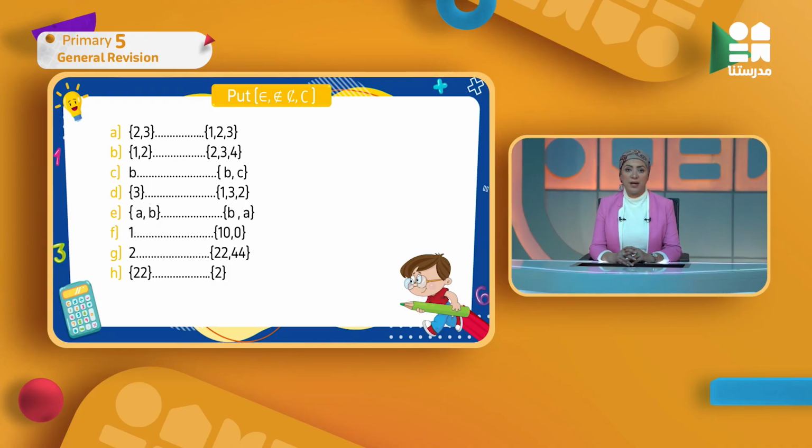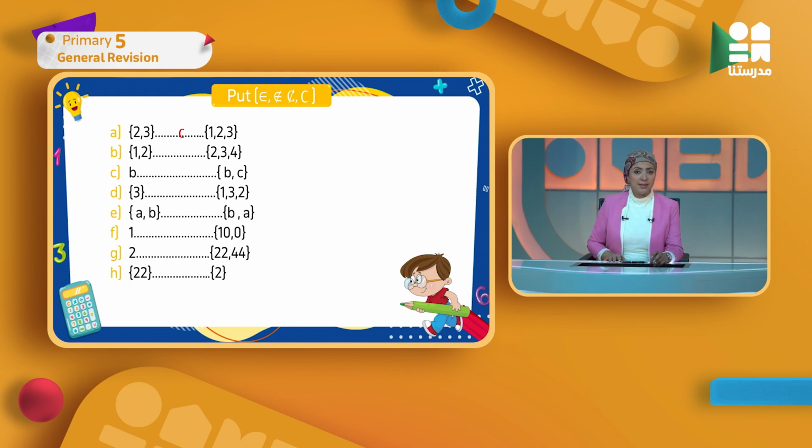So here in letter A, I have the set of elements 2 and 3 and the set of elements 1, 2, and 3. Two sets, then subset and not subset. The second step is to see if all the elements in the first set are in the second set or no. Here the 2 and 3, yes, both of them are in the second set, then it is subset. Now letter B, the set of elements 1 and 2 and the set of elements 2, 3, and 4.